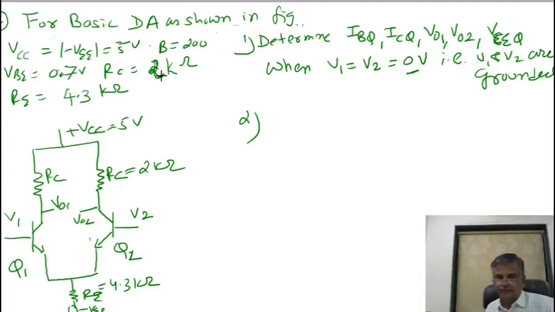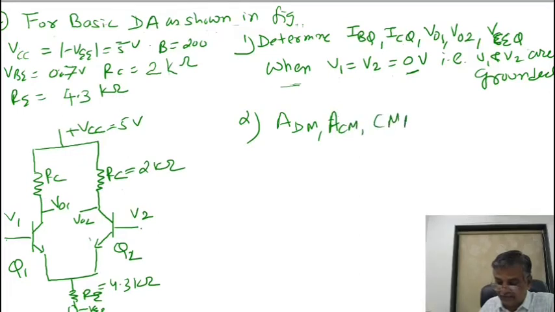This is 2 kilo ohm. Determine IBQ, ICQ, VO1, VO2, VCQ when V1 and V2 both are grounded, means this and this you have kept at 0 voltage. You made it grounded. Now look, second question. Calculate the value of ADM, ACM and CMRR. Calculate this value. Okay, let us start the answer.